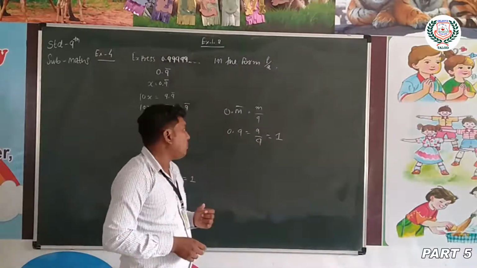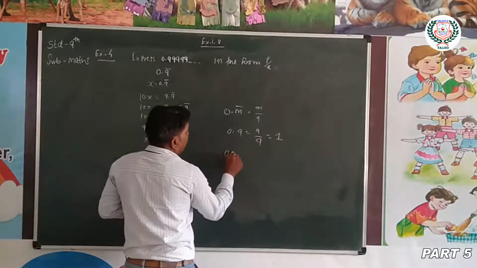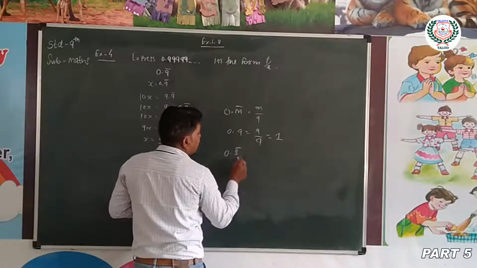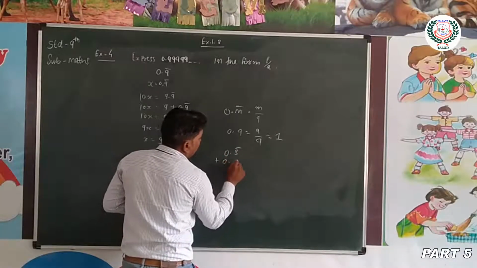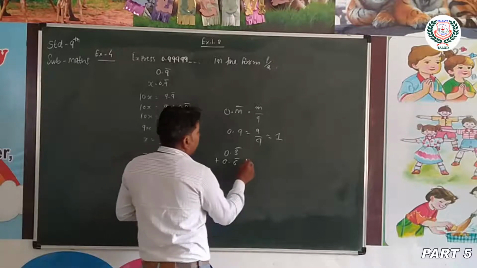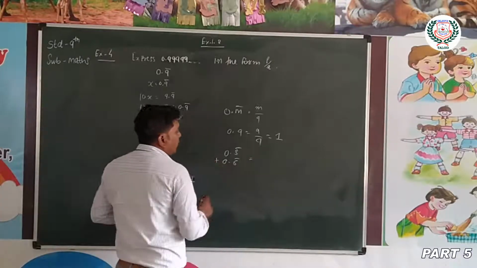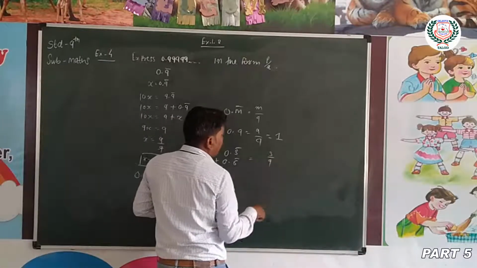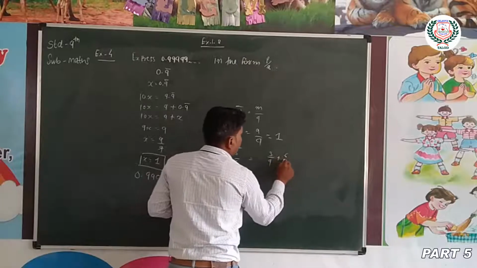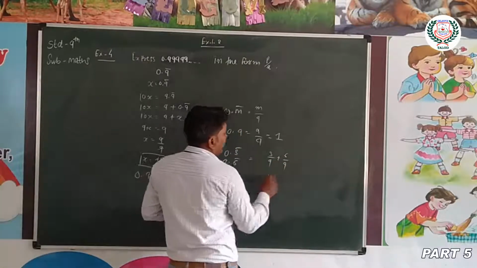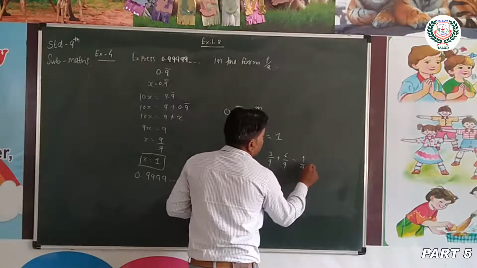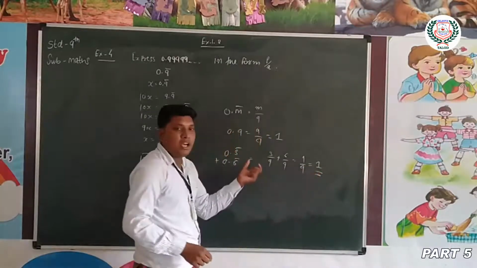Thus, suppose 0.3 bar plus 0.6 bar. Now convert in p by q form. That means 3 by 9 and 6 by 9. So what happened? 9 by 9. Also we can get here 1.